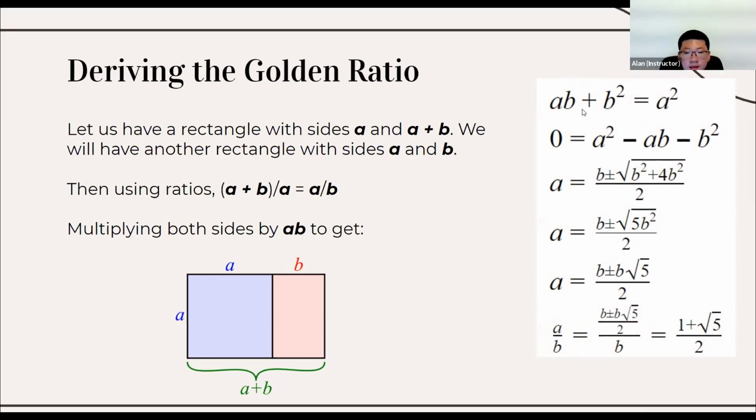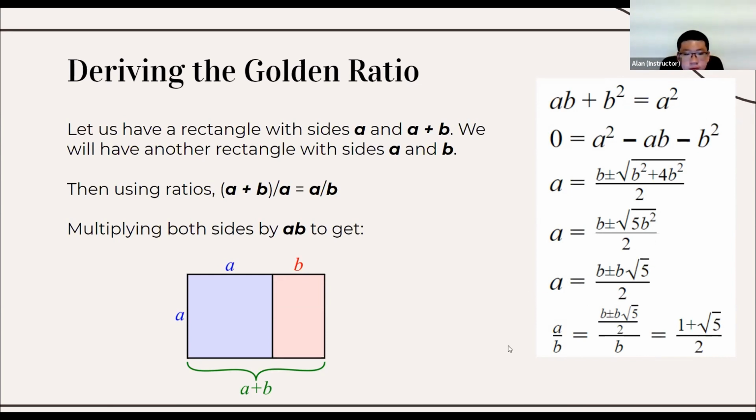So if you subtract AB and B squared from both sides, you move everything to the right, and then you solve for A in terms of B. And you do that using the quadratic formula. So you get that A is equal to B plus or minus the square root of B squared plus 4B squared over 2. And then you can combine B squared and 4B squared into a 5B squared. So the square root of that is going to be B root 5. So A is going to equal B plus or minus B root 5.